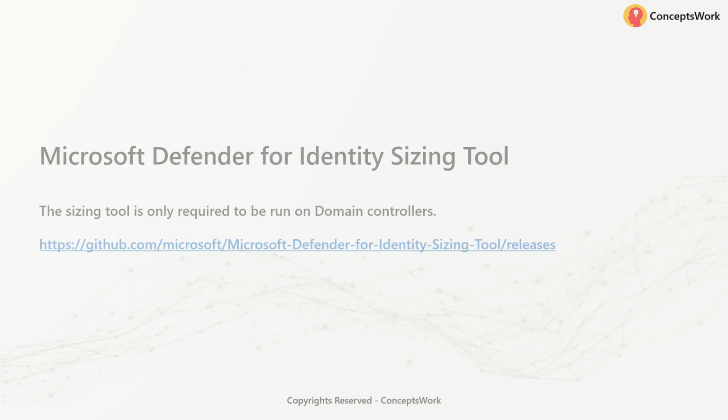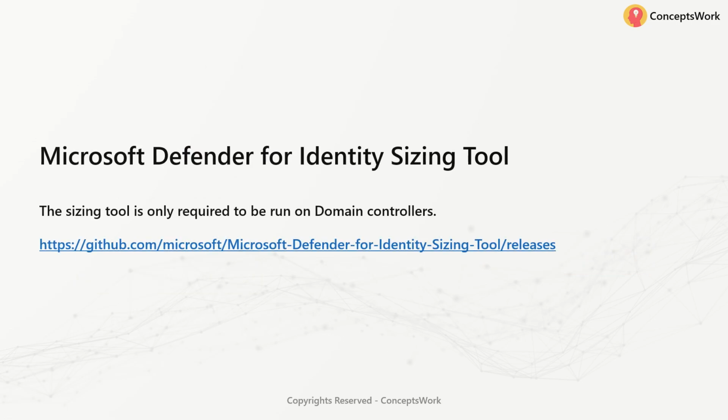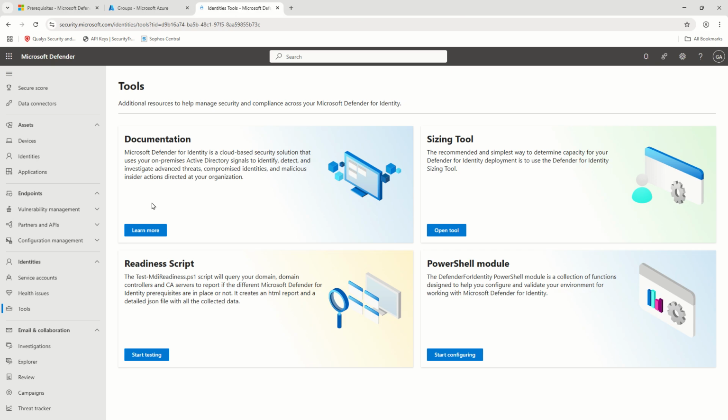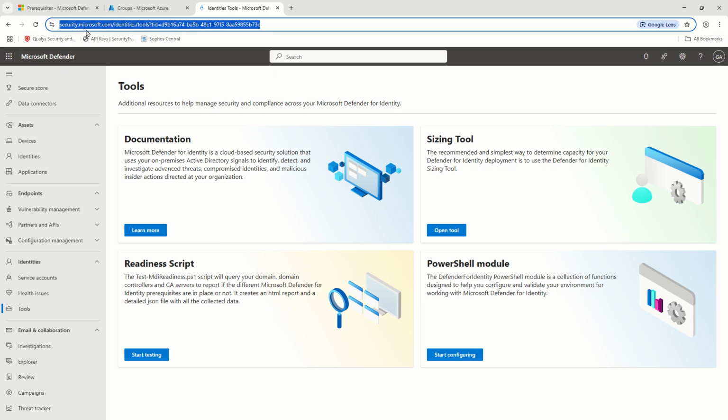Now, the next thing is the Microsoft Defender for Identity sizing tool. This is available on security.microsoft.com itself. You need to log in here with your global admin account, then go to the section of Identities and click on Tools. You will see these four different sections.